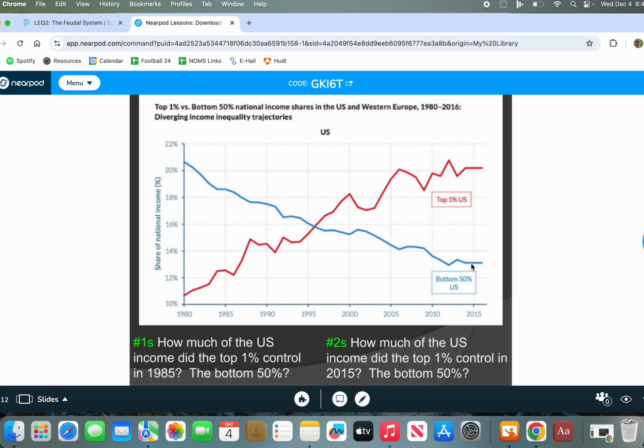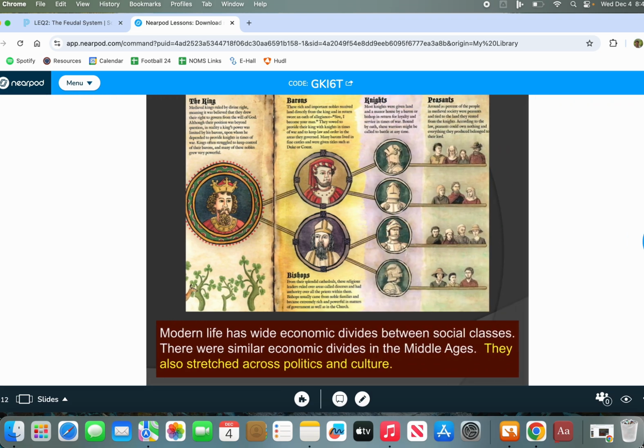So these are the type of questions that are going to be on your quiz. They're going to ask you a question, then ask you to compare it. Question, compare it. Question, compare it. So we can see that there's a downward trend for how much income the bottom 50% controls, and an upward trend for how much income the top 1% has in America. All right, so let us continue.